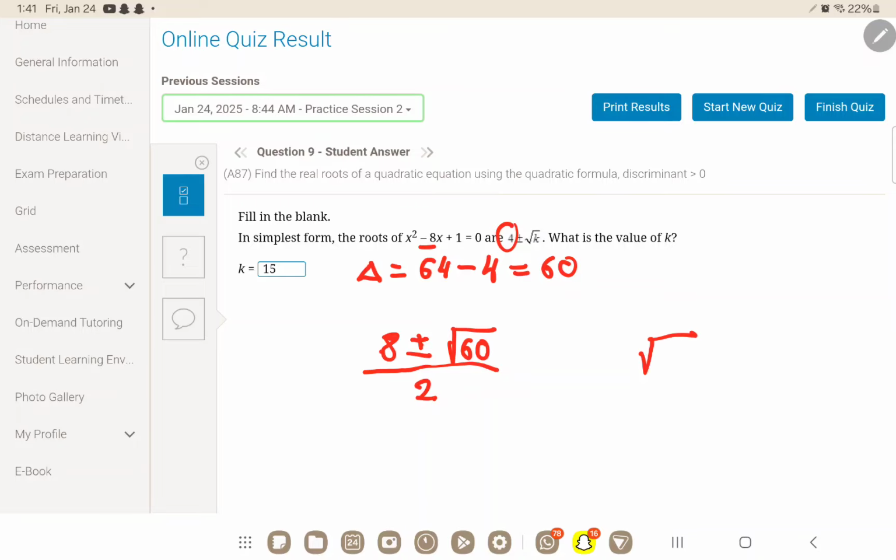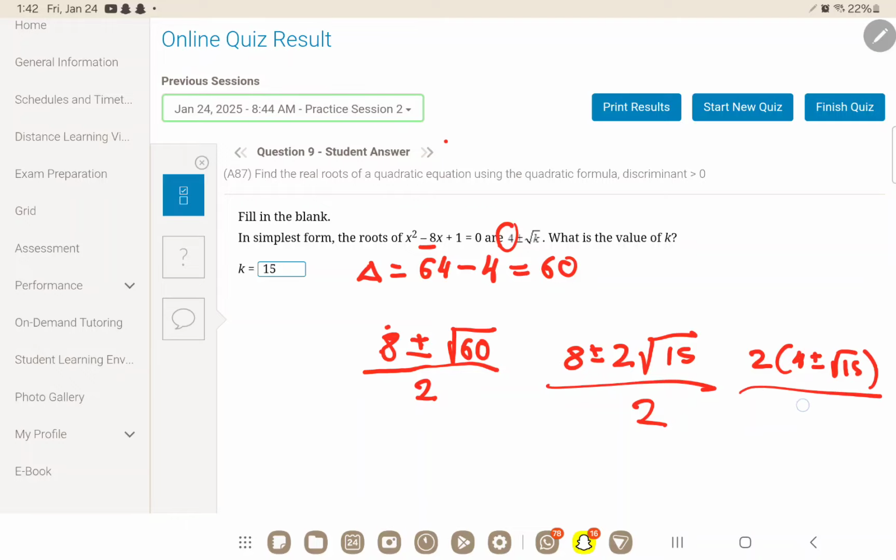By the way, anytime you see that it was 8 and it turned into a 4, know that you factor out a 4 from this number. So you divide this number by a 4. So 60 is made out of 15 and 4. 4 is 2 squared, so you take out 2 squared, or like 2. So plus minus 8 over 2. Now we can factor it out, so 2 into 4 plus minus radical 15 over 2. 2 will go away with 2. You're going to be left with 4 plus minus radical 15.